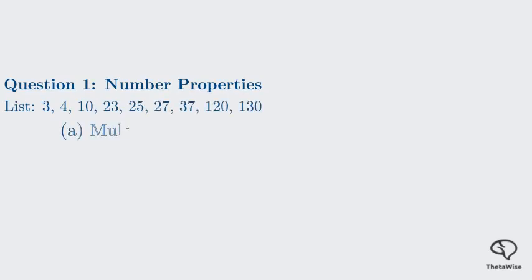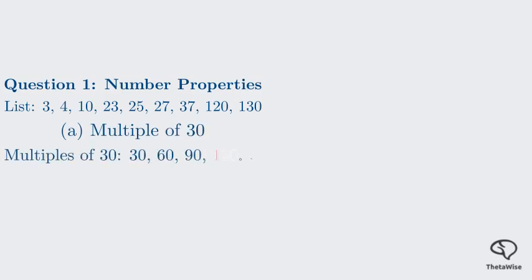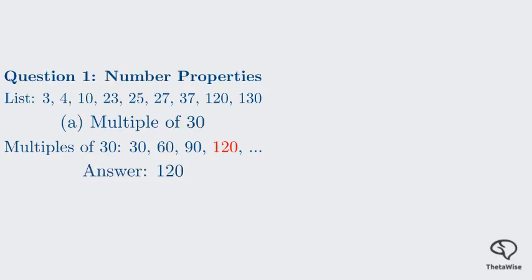In our first question, we are given a list of numbers and asked to identify specific properties. Here is the list of numbers: 3, 4, 10, 20, 3, 25, 27, 37, 120, and 130. Part A asks for a multiple of 30. A multiple is a number in the 30 times table. Looking at our list, 120 is the correct answer. A common mistake is confusing multiples with factors. Remember, a multiple is usually larger than the number given.